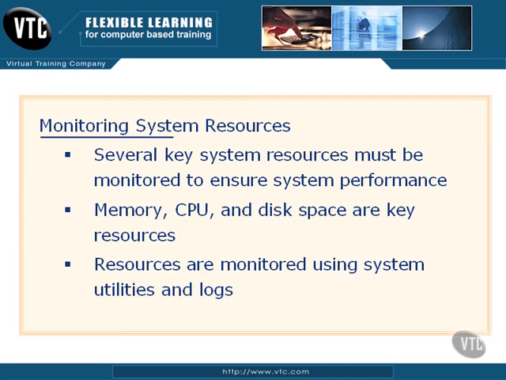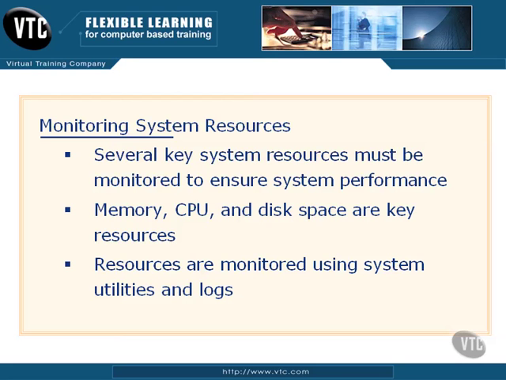Now, the first thing we'll talk about is monitoring system resources. There are several key areas that have to be monitored fairly continuously to ensure that your system is performing at the level it should be. A few of those are memory, CPU usage, disk space, and network throughput. Now we'll look at a few of those this session and through the next few sessions. Resources on a Unix system are monitored using different system utilities and looking at various logs that are output. And over the next few sessions we'll look at some of those.